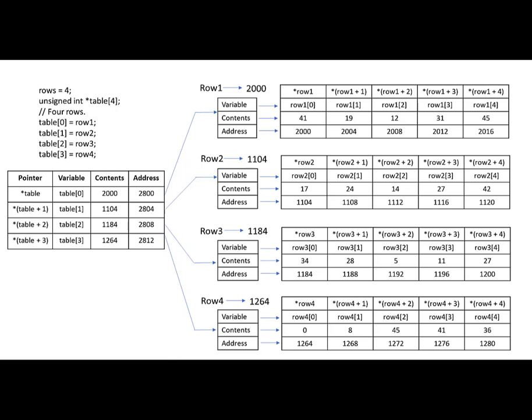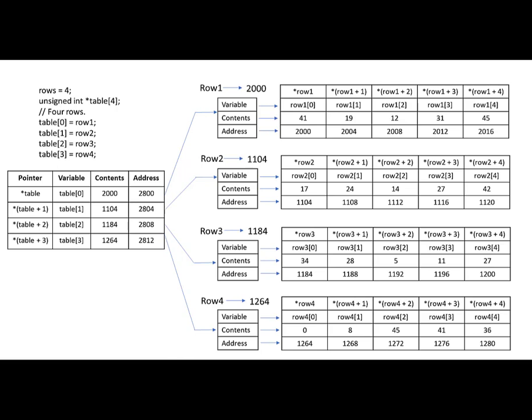So table sub 0 contains 2000, and that is the 2000 that we are just assuming is going to be assigned as the address of row 1. The contents of the second element, index 1, is 1104, and that's just the address of row 2. And so on down the list. Using those numbers I made up, you can see that the table indices 0, 1, 2, and 3 contain the addresses of row 1, row 2, row 3, row 4.